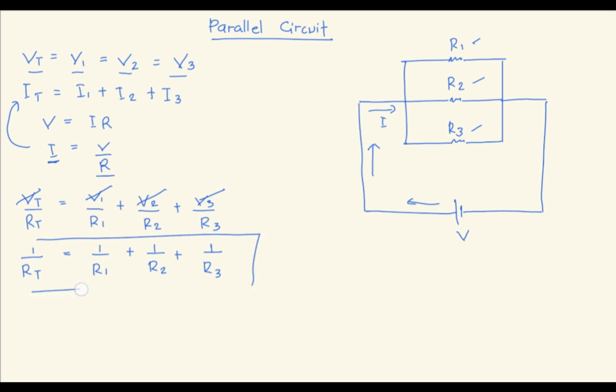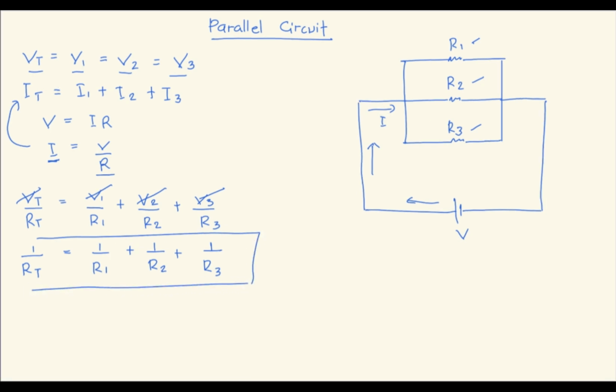Okay, so that if, for example, this is equal to 2 ohms, and this is equal to 5 ohms, and this to be 10 ohms, and the total voltage is, say, 1.25, then from here we can solve for the total resistance. 1 divided by RT equal to 1 over 2 plus 1 over 5 plus 1 over 10, and the total resistance is equal to 1.25 ohms.